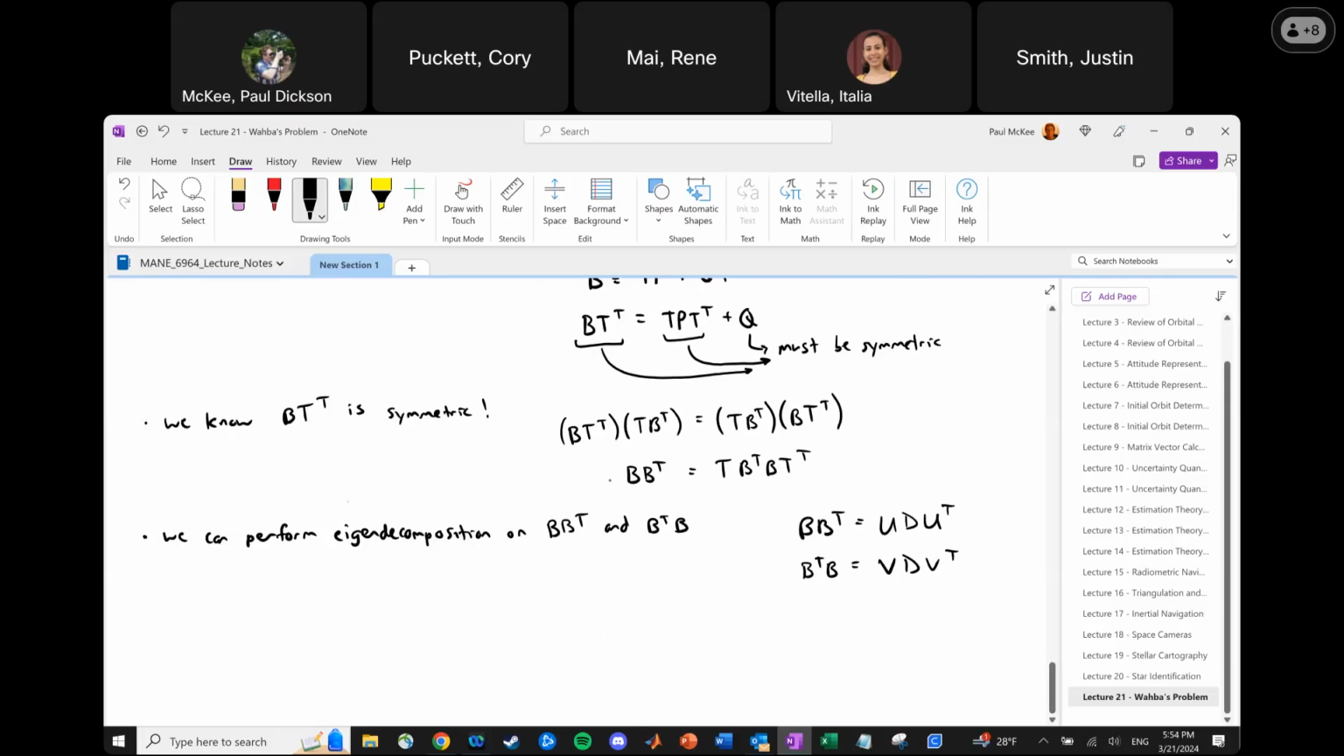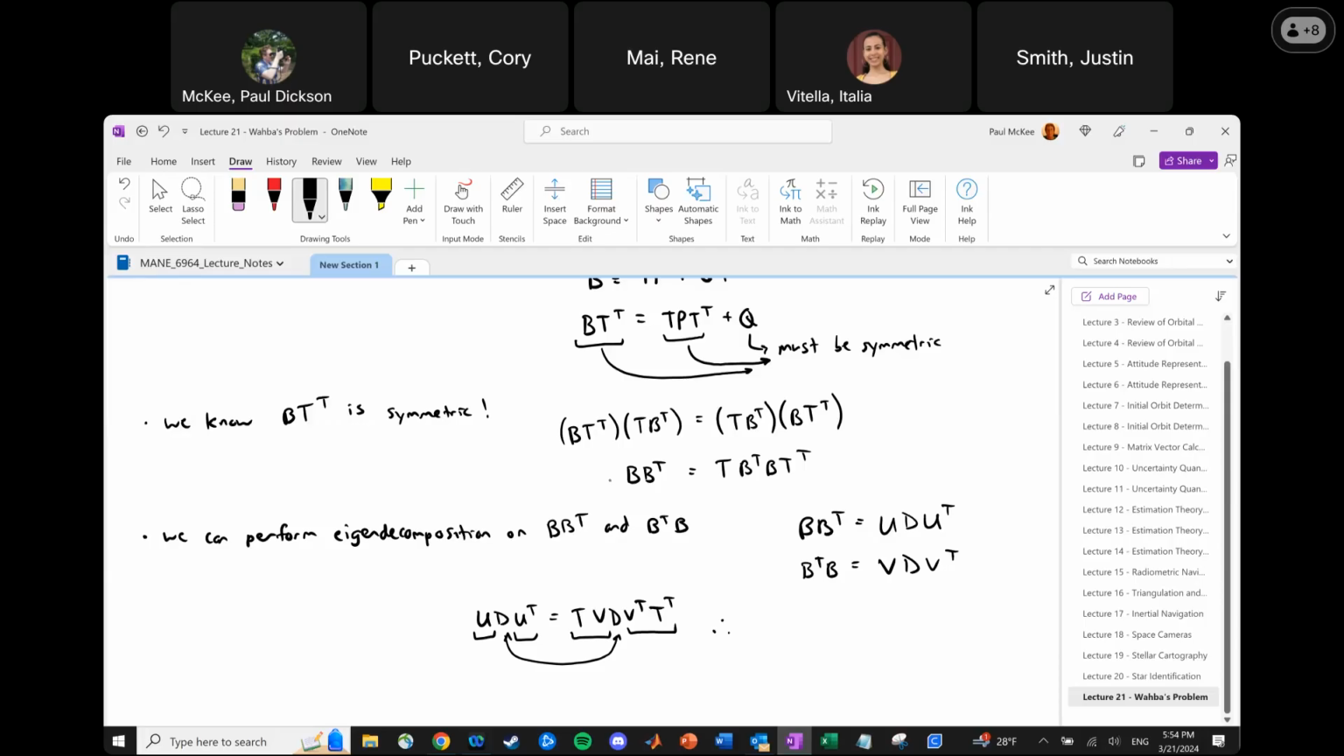Okay, so let's go back up to this equation here. So the B transpose, this is the same as saying U D U transpose is equal to T V D V transpose T transpose. Okay. So what does that mean? What do we notice here? U is TV. U transpose is TV transpose. And then this is the same thing. Right? D is the same in each.